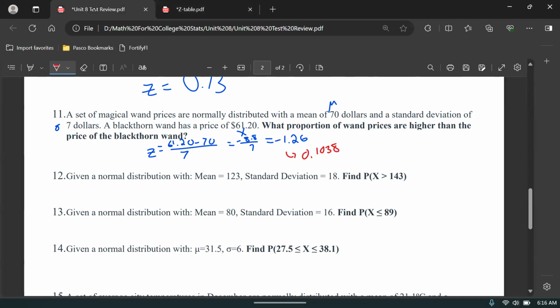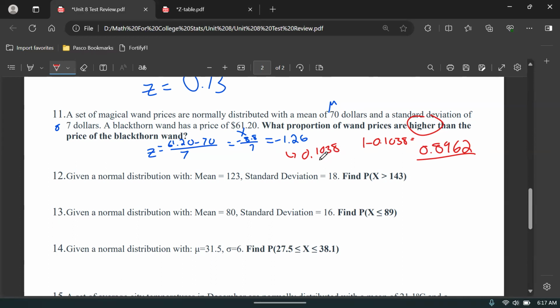Remember, this is below. This would be the less than value. We want the proportion of ones with prices that are higher. And if it's higher, we're going to have to do 1 minus that value. So 1 minus 0.1038, which is 0.8962. There you go. So if it says lower, then this is the value you keep.